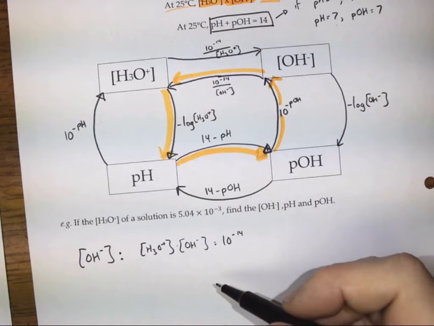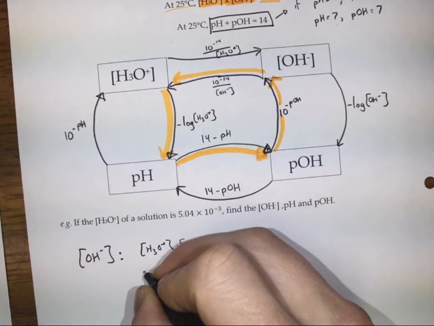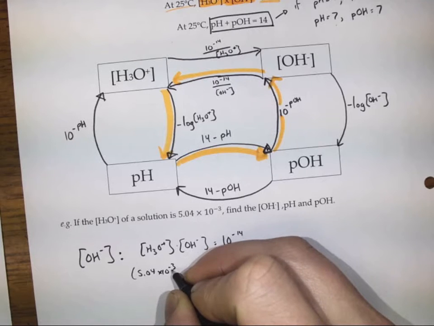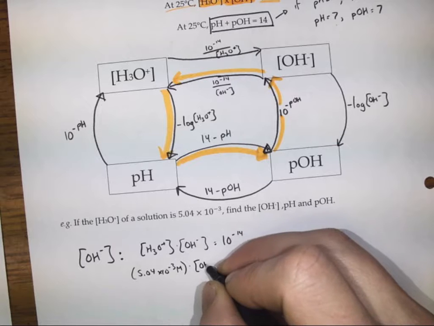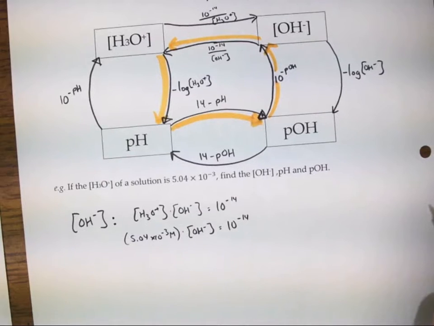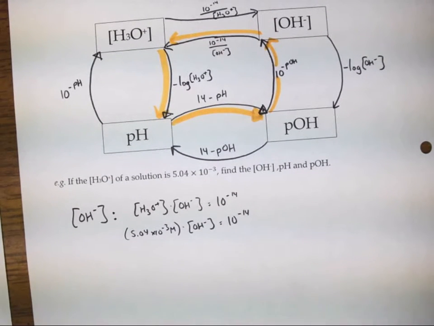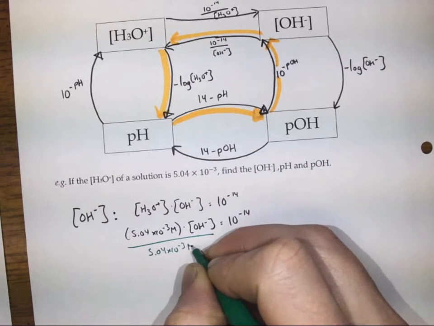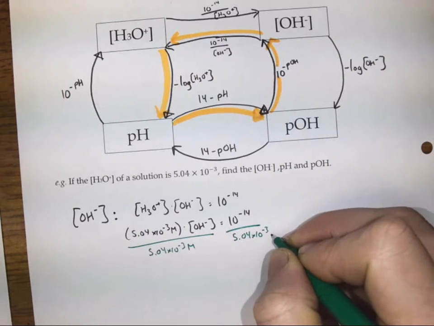And let's see what we know. I know my hydronium ion concentration. So that's like saying I have 5.04 times 10 to the negative 3 moles for every liter. And that's multiplied by my hydroxide concentration. That's equal to 10 to the power of negative 14. So if I want my hydroxide concentration, I should divide both sides by 5.04 times 10 to the negative 3 molar.